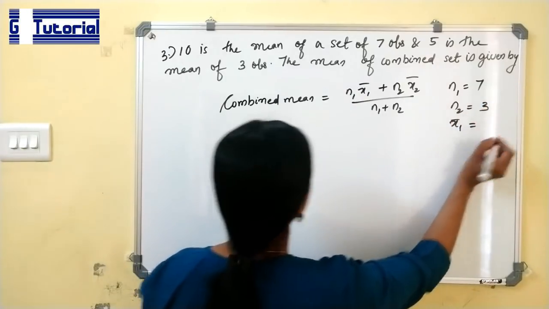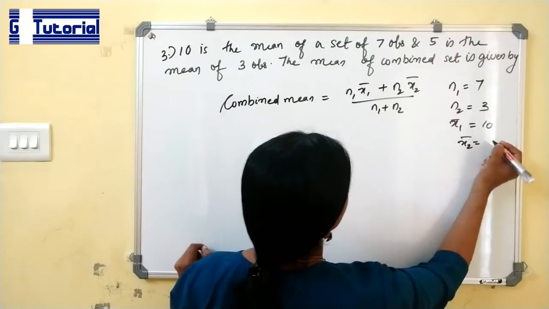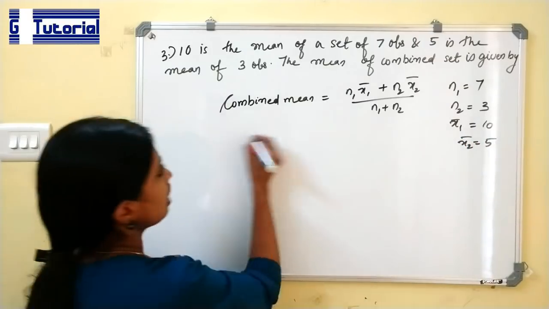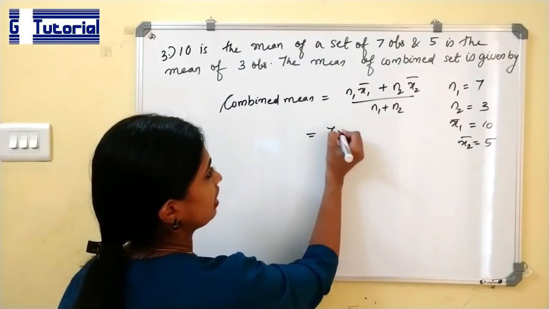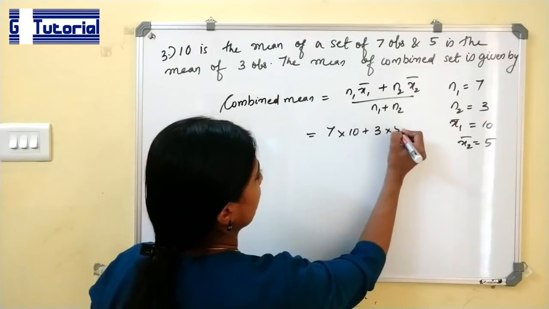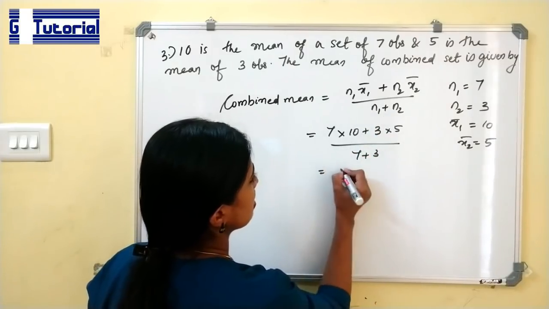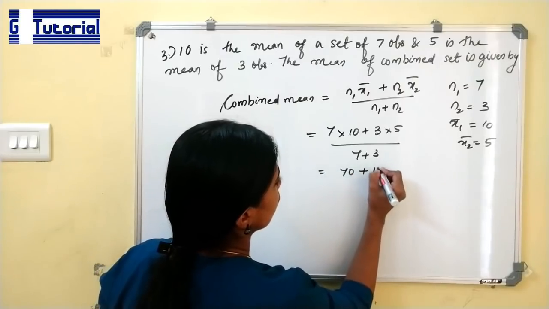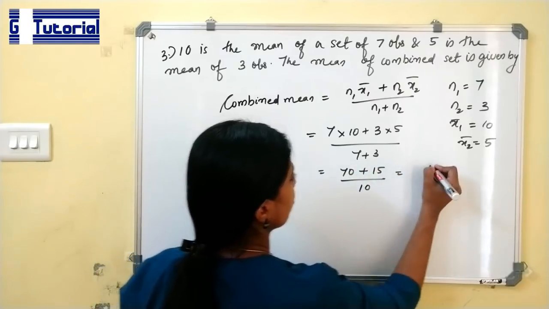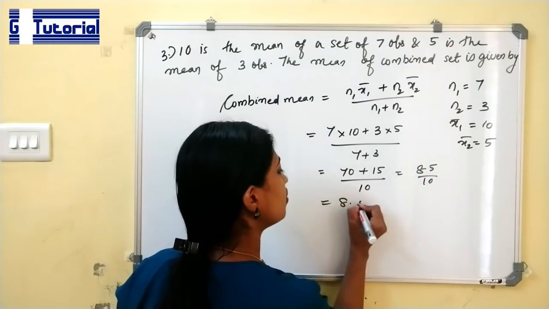In first case the mean is 10. And in the second case, the mean is 5. So, combined mean is equal to n1 is 7 into first mean is 10 plus 3 into 5 by number is 7 plus 3. 7 into 10 is 70 plus 15 by 10, which is equal to 8.5.